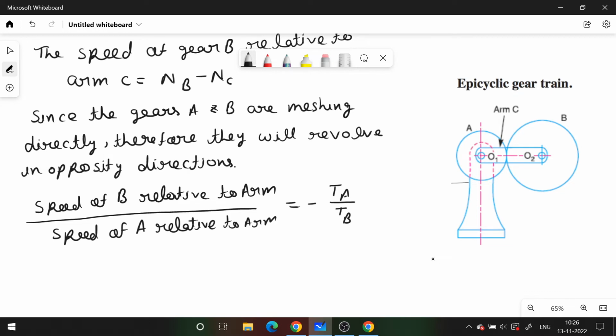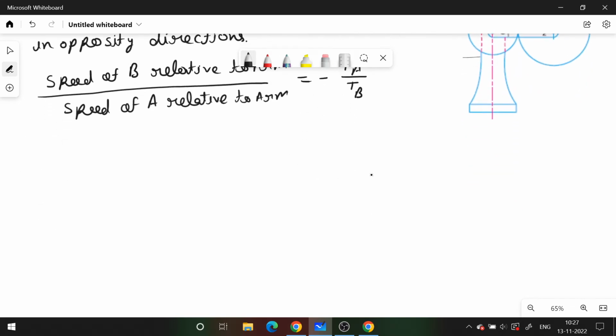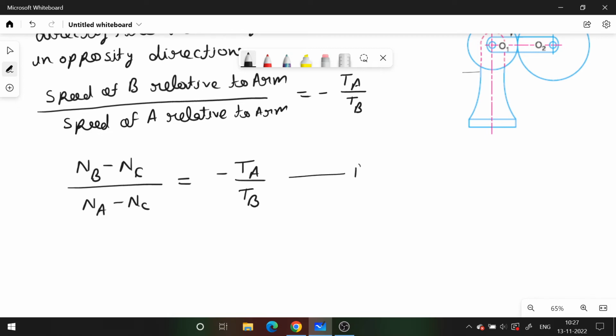So the relative speed of gear B with respect to arm is NB minus NC, and the speed of gear A relative to the arm C will be equal to NA minus NC. This will be equal to minus TA upon TB, equation number 1.